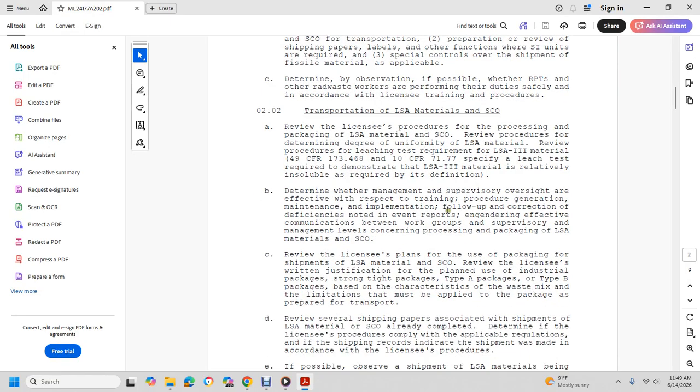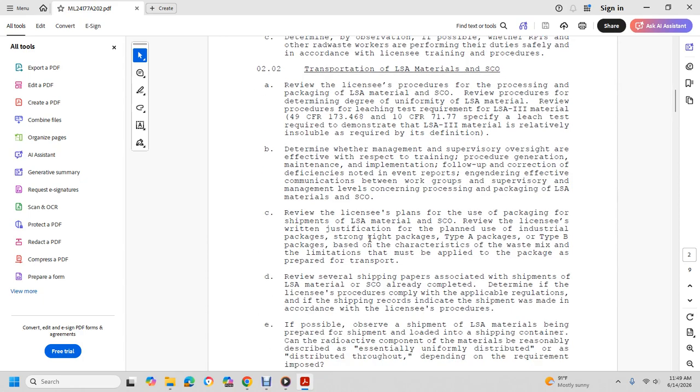Determine whether the management or supervisor oversight is effective with respect to the training procedure, including the generation, maintenance, implementation, follow-up, and correction of deficiencies, event reports, and effective communication between them and the worker group, supervised with the management level of concern with the processing and packaging of LSA material and SCO.